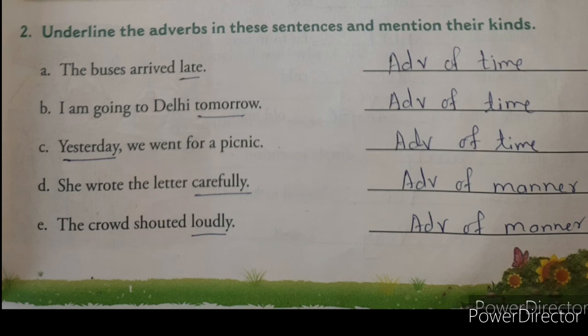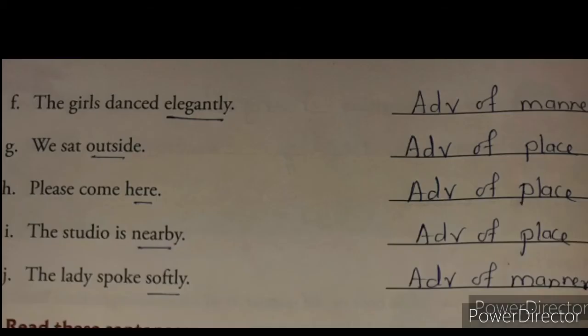Adverb of manner. Next, E, the crowd shouted loudly. In this sentence, loudly is what? Adverb. And it is which type of adverb? Adverb of manner. Next, F, the girl danced elegantly. Now, elegantly means gracefully, in a stylish manner. How did the girl dance? In which manner did she dance? Elegantly. So elegantly is which type of adverb?